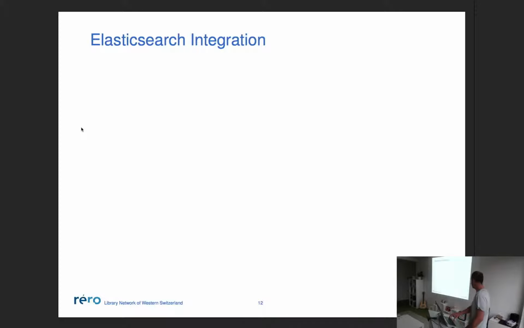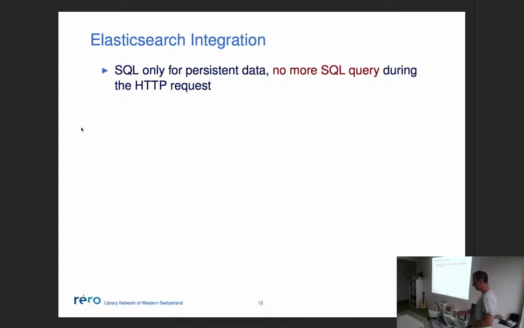And what about the Elasticsearch integration? The difference between the new version and the last one is that SQL is not used anymore for HTTP requests. All the data are served directly from Elasticsearch, and SQL is there only for persistent data.